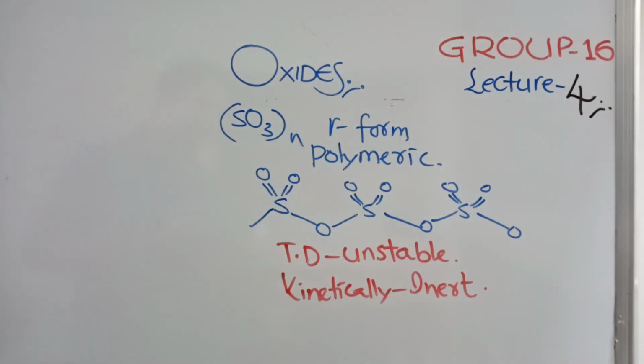SO3, gamma form is polymeric form, gamma form is thermodynamically unstable form, alpha form is thermodynamically stable, and gamma form is kinetically inert, and alpha form is kinetically labile. Kinetically labile means it is, you can say, changing. So these are the general things about the oxides.